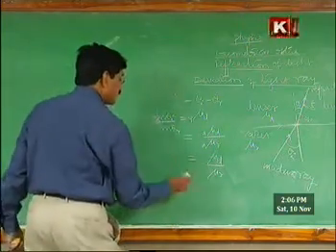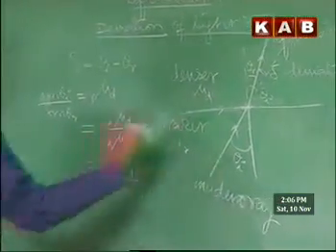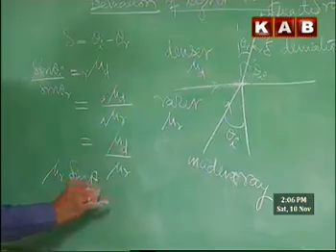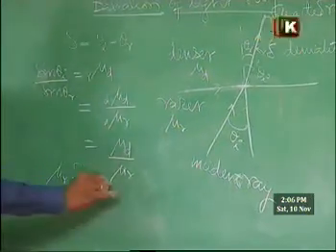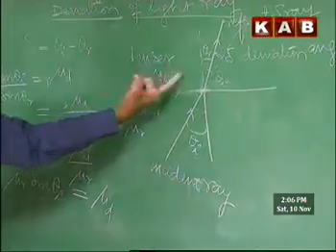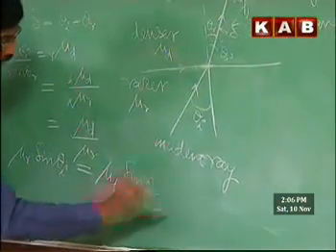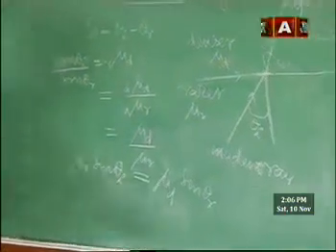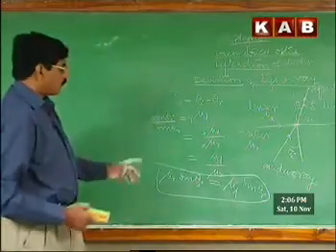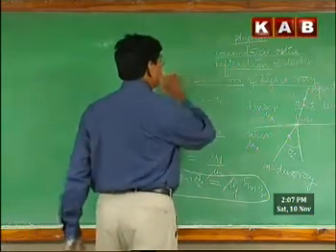Substituting here, what we get is: the refractive index of the rarer medium, in which the ray is incident, multiplied by the sine of the angle of incidence, is equal to the refractive index of the denser medium, the medium in which the refracted ray lies, into the sine of the angle of refraction. From Snell's law, we can write like this. This is based on Snell's law. From this, we can calculate theta r.